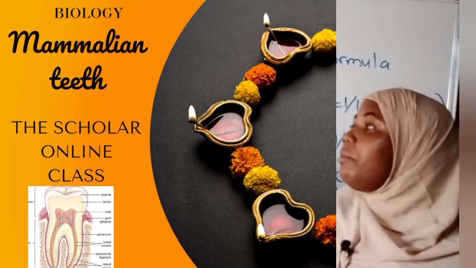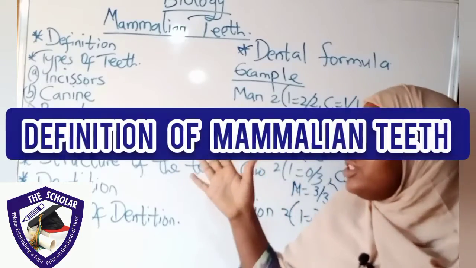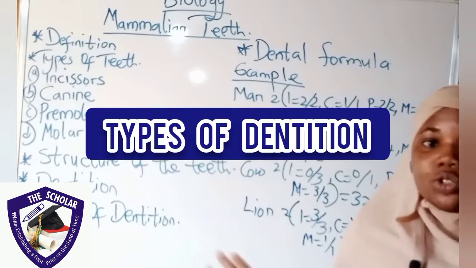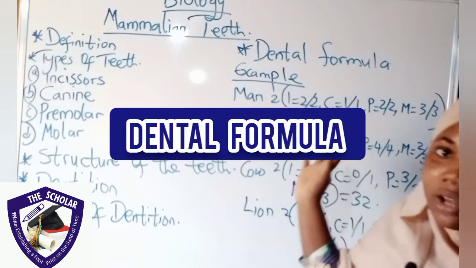And today we'll be looking at the mammalian teeth, where we'll be going through the definitions, the types, the structure of the teeth, dentition, types of dentition, and we'll also be going through the dental formula.